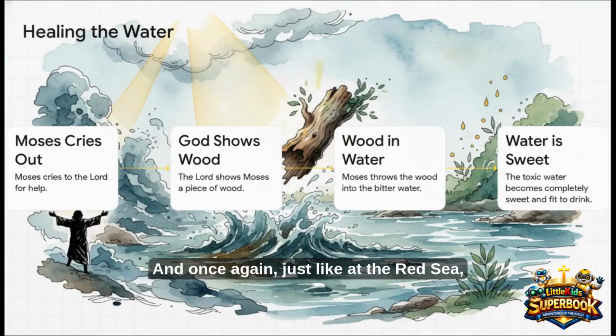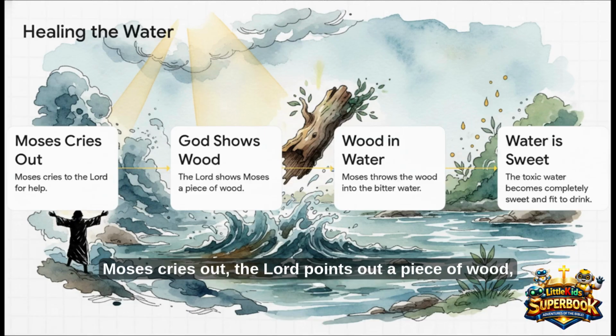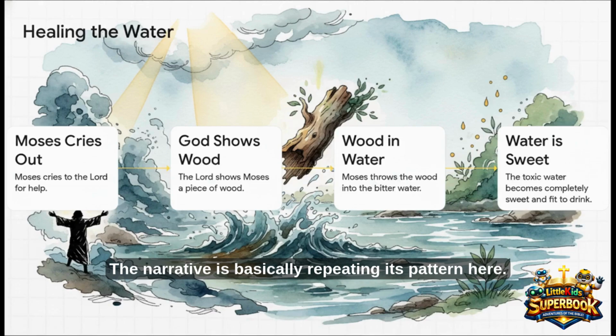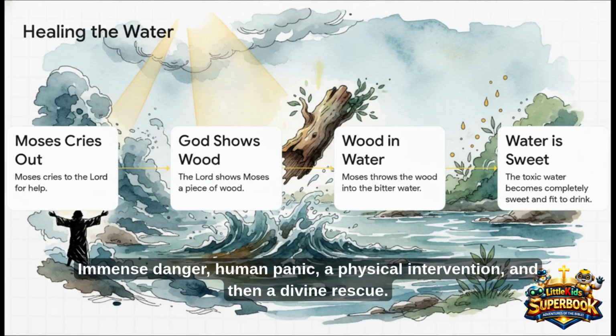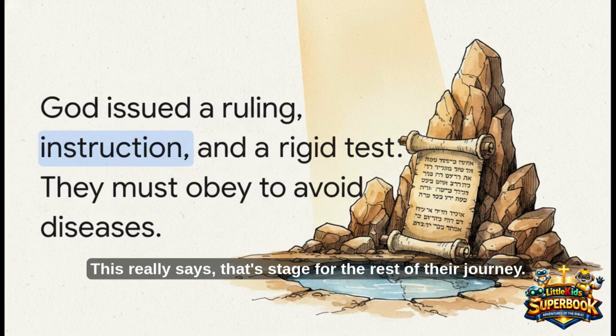And once again, just like at the Red Sea, a massive crisis is solved through a very specific, physical, divine procedure. Moses cries out, the Lord points out a piece of wood, Moses throws that wood into the water, and boom, the toxic water becomes completely sweet and perfectly fit to drink. The narrative is basically repeating its pattern here: immense danger, human panic, a physical intervention, and then a divine rescue. But right here at Mara, the text makes a crucial pivot. This really sets the stage for the rest of their journey.